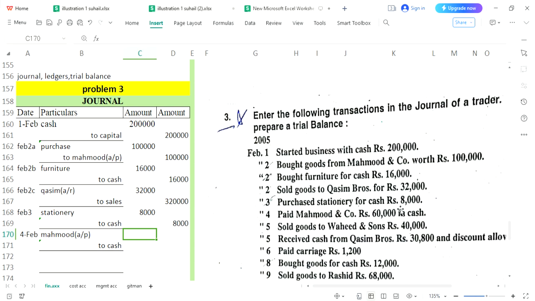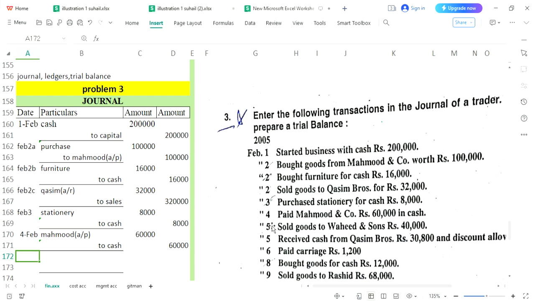How much cash has been paid in entry number 4? You can see 60,000, so put 60,000 on the debit side and write the same amount on the credit side as well. In this way, the February 4 entry has been completed.